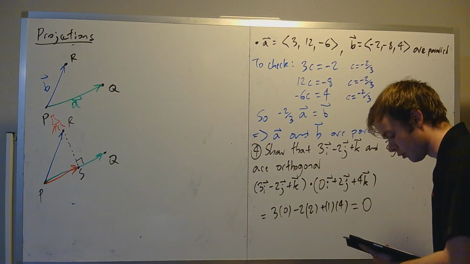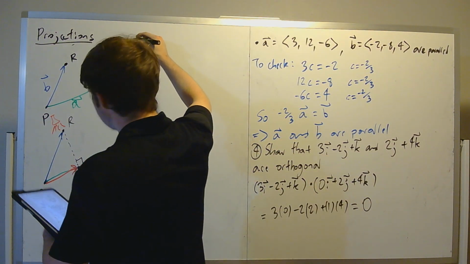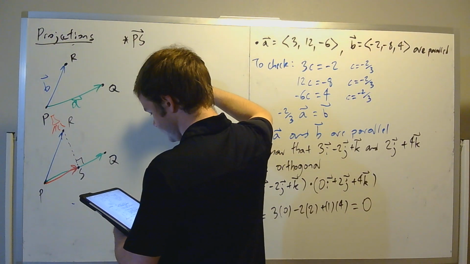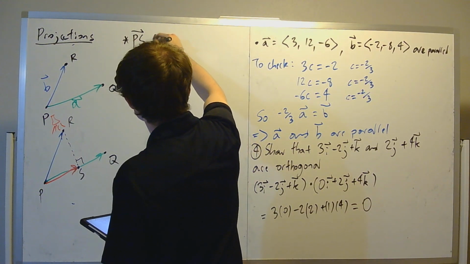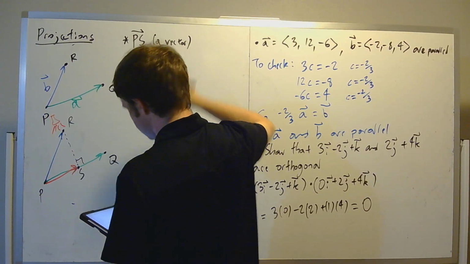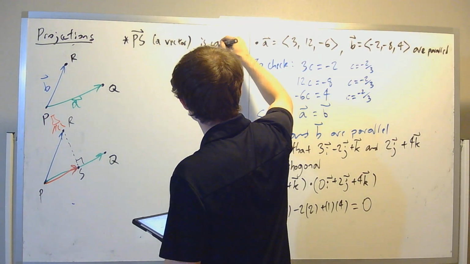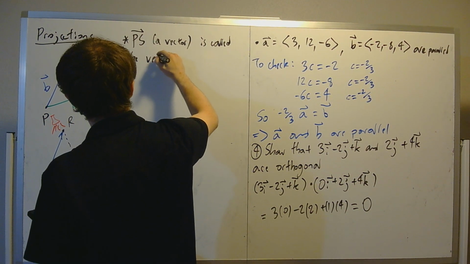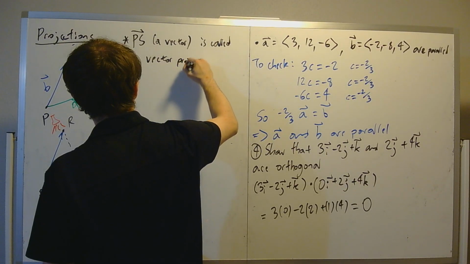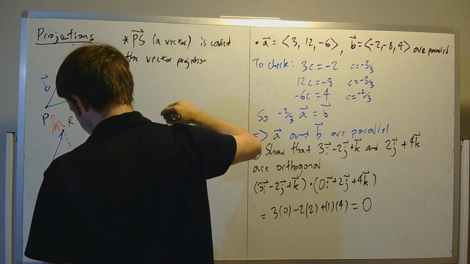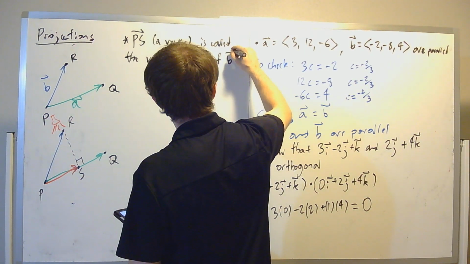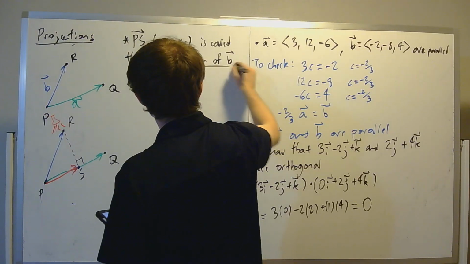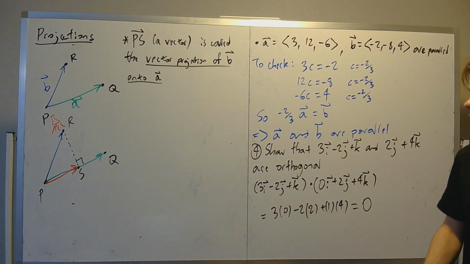So let me write down in words exactly what we just did. So I'll say here that PS, the vector from P to S, and I'll say this is a vector, is called the vector projection of B onto A. So the vector projection of B onto A, that's what we did there.